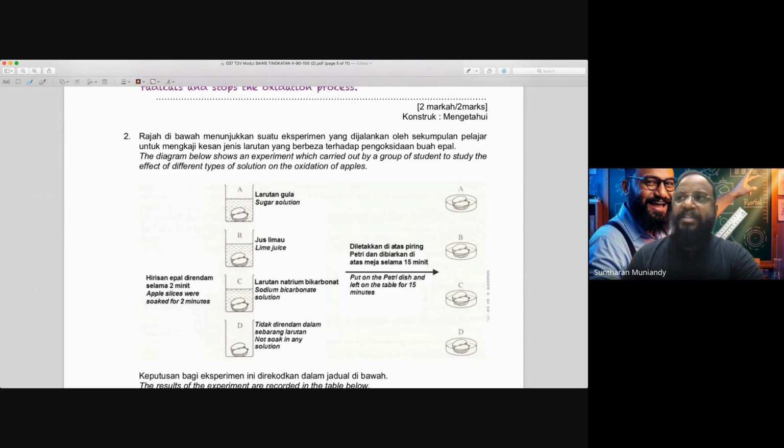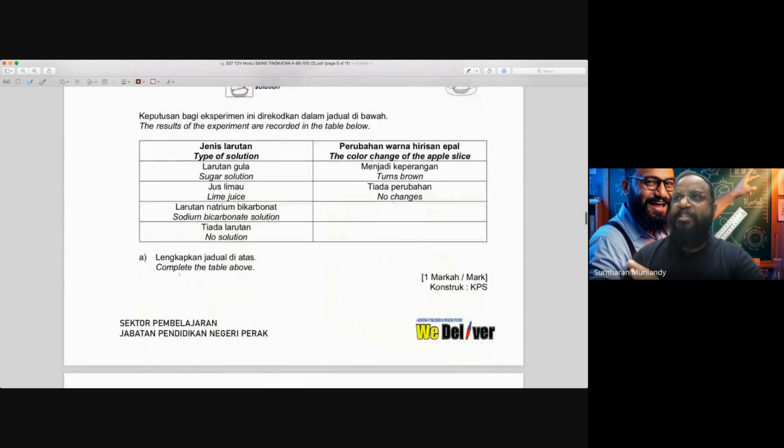Okay, apple slices were soaked for 2 minutes. The apple slices were soaked in a sugar solution, lime solution, sodium bicarbonate solution, and not soaked in any solution. They are placed on the petri dish and left on the table for 15 minutes.